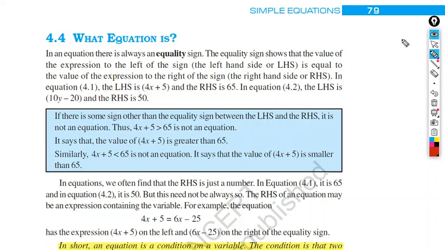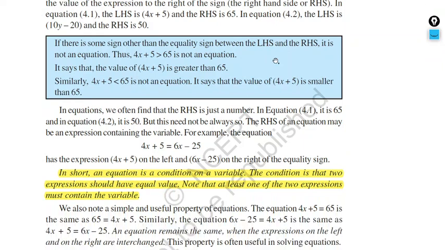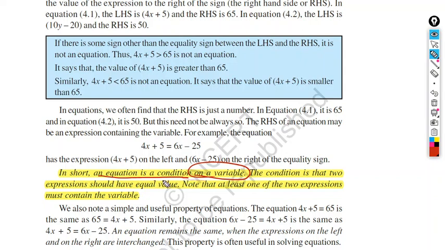Okay, so these are the basic needs of an equation. But what is an equation? An equation is a condition of equality. In short, we can say an equation is a condition on a variable. And what is the condition? The condition is that two expressions should have equal value.